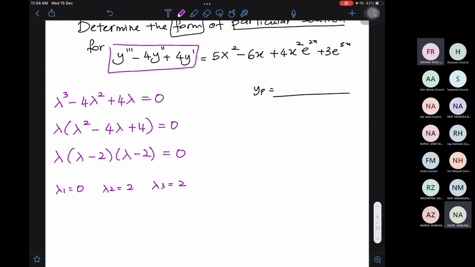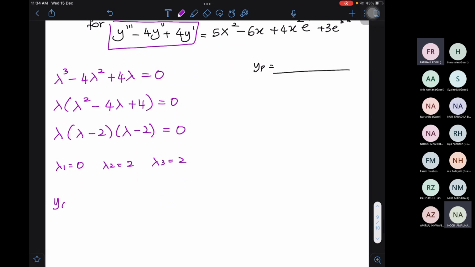Okay, so because of that, you will get your YC equal to C1 exponent 0x plus C2 exponent 2x plus C3x exponent 2x. Kenapa? Sebab ni sama. So bila yang ni sama, you kena letak x dekat yang kedua. Okay, so ini adalah you punya YC. Sampai sini ada problem ke? Nak faham? Ataupun boleh?